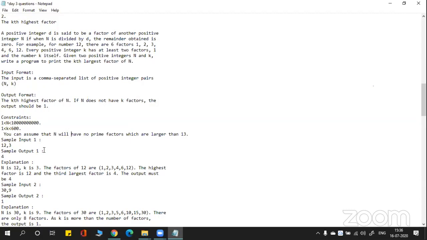Okay. Sample output is 1. Yeah, they're explaining also. So if you see the question, I hope everyone understood the question. Okay, so n is equal to 12. So what are the factors of 12? 1, 2, 3, 4, 6, and 12.